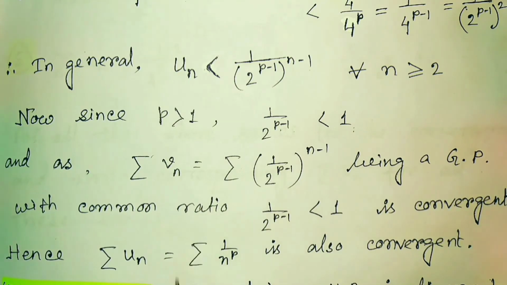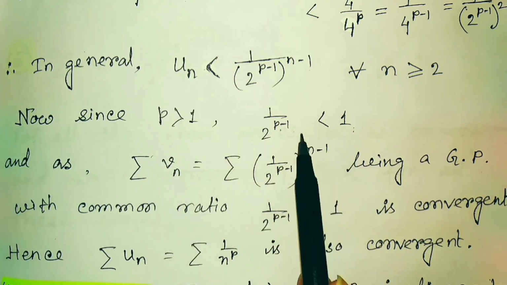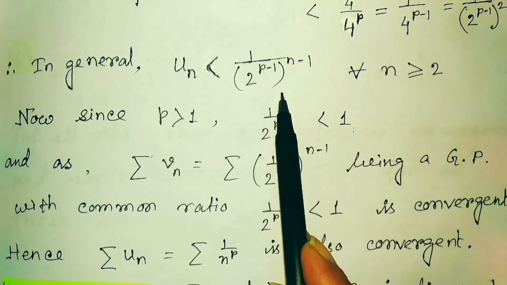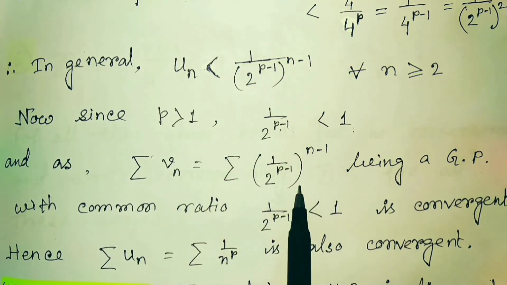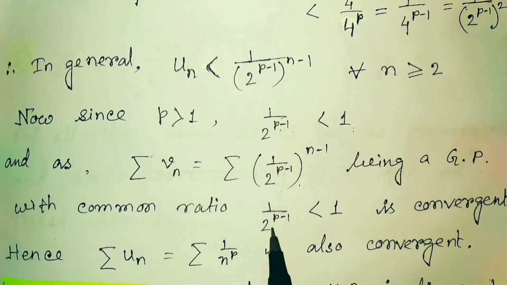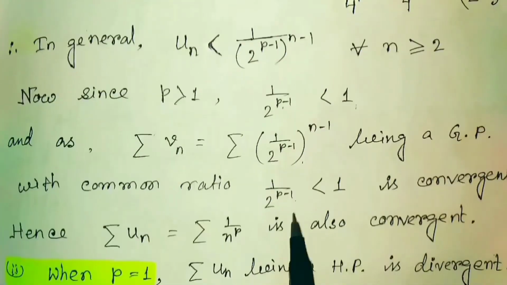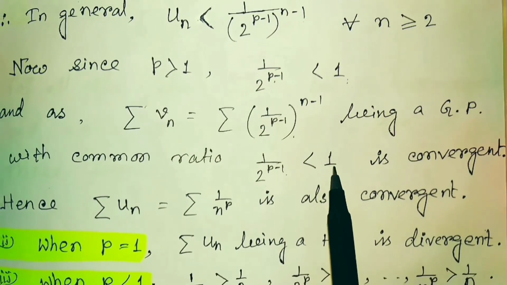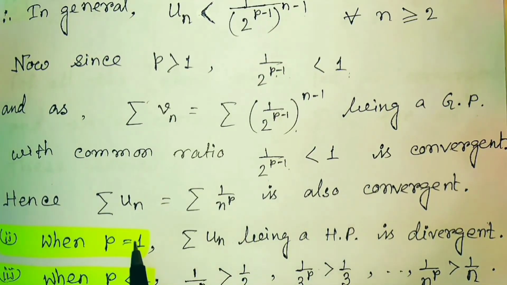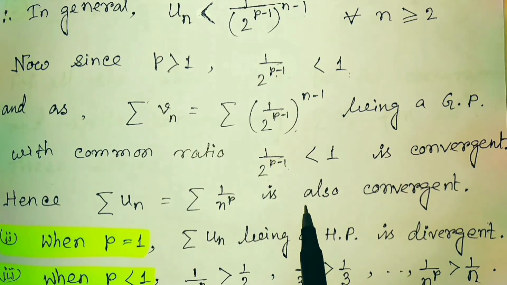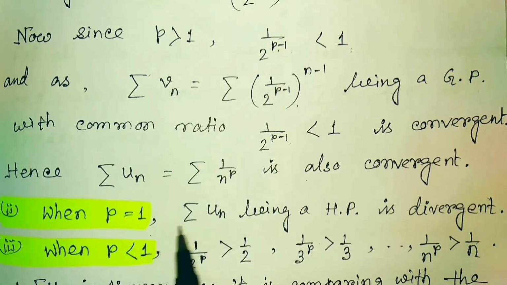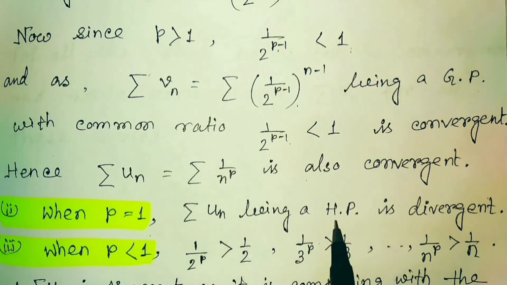Now as summation Vn is this one, we say this series is the Vn, which is a GP series with common ratio 1 divided by 2 to the power p minus 1, which is definitely less than 1 as p is greater than 1. So we can say Un is also a convergent series. Now when p is equal to 1, the entire series becomes an infinite HP series, harmonic progression, which we know is a divergent one, which we proved in our previous videos.